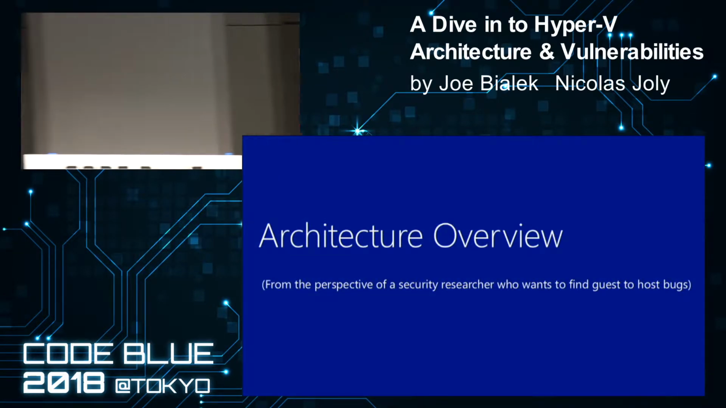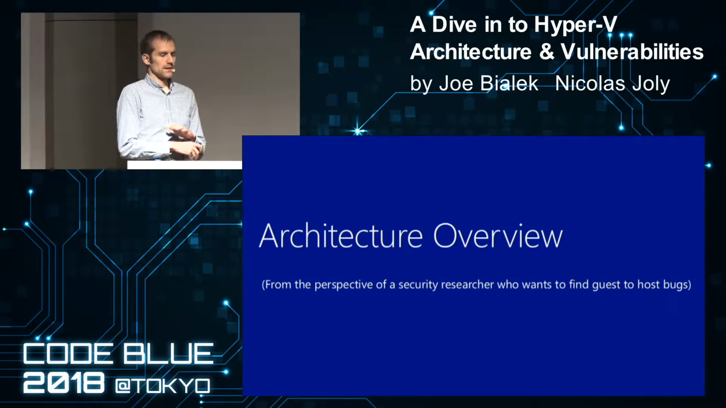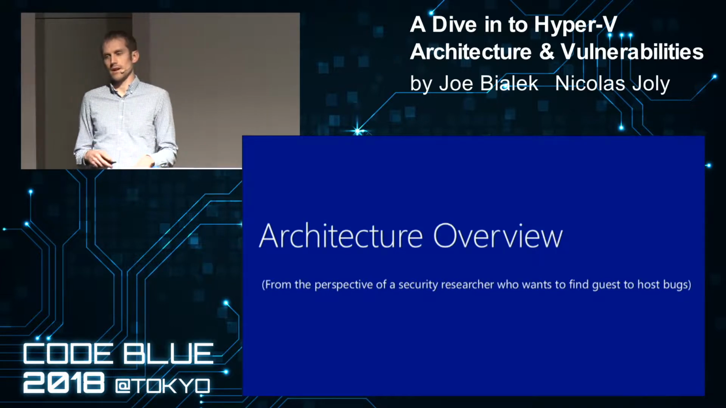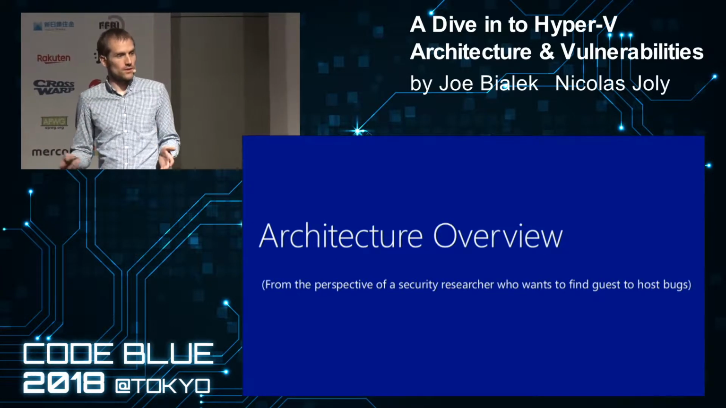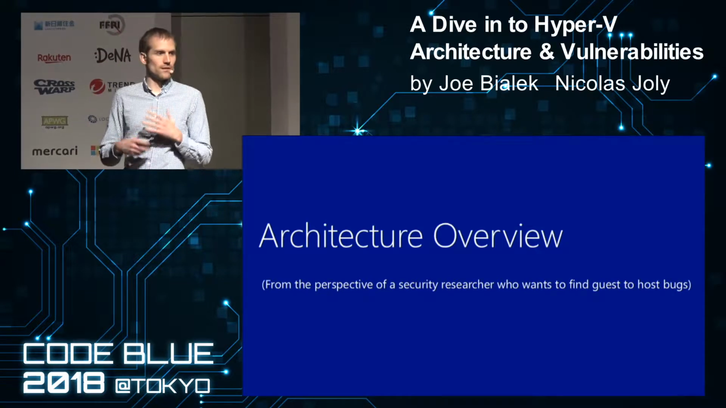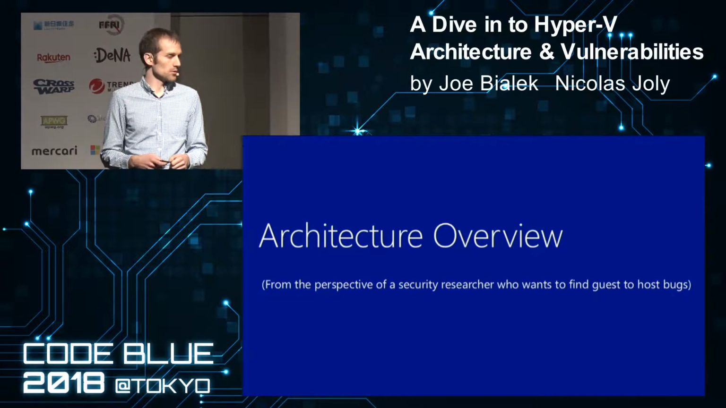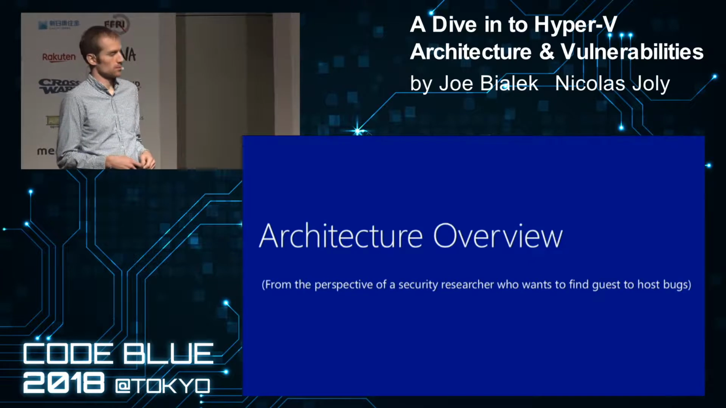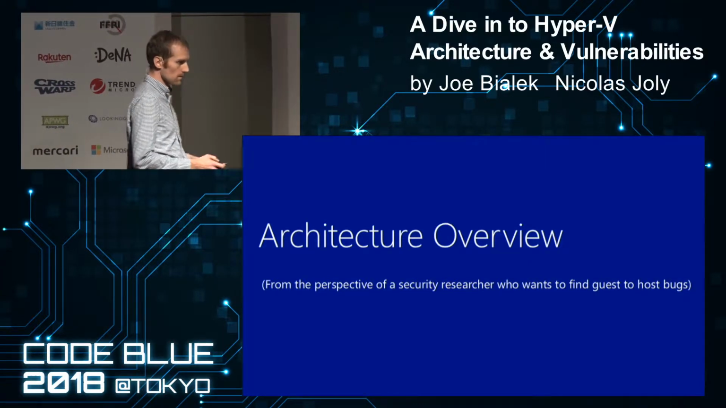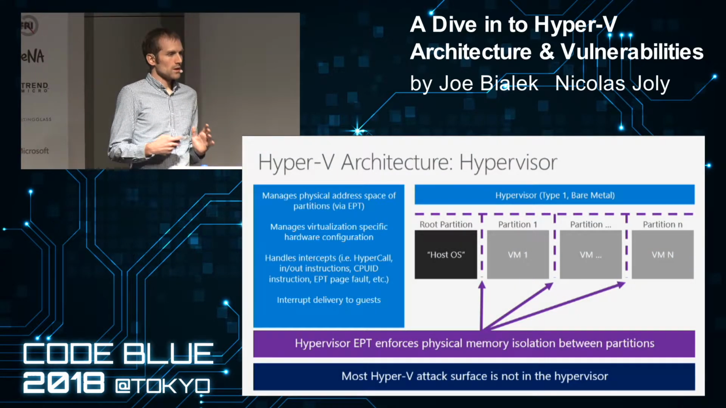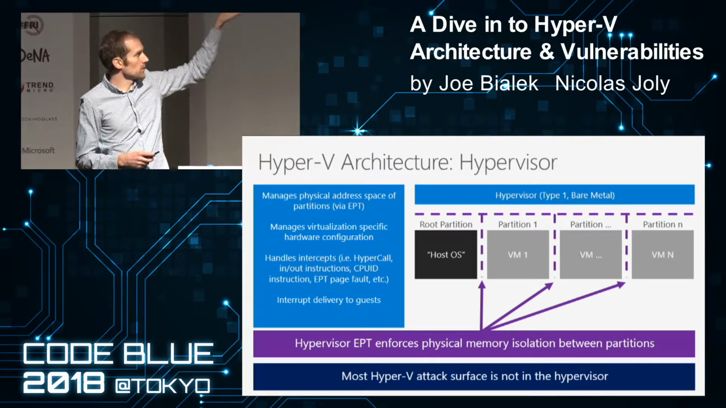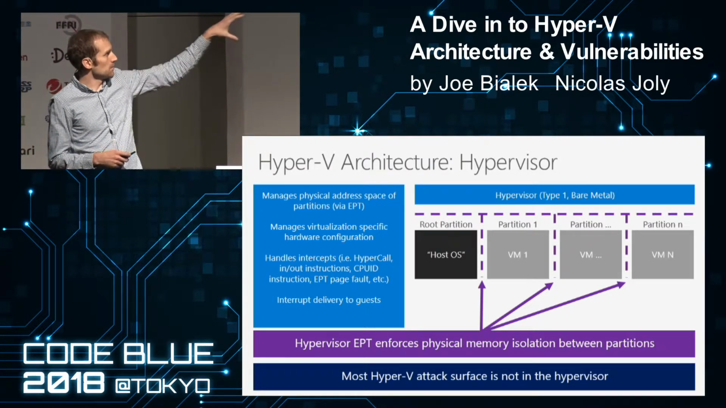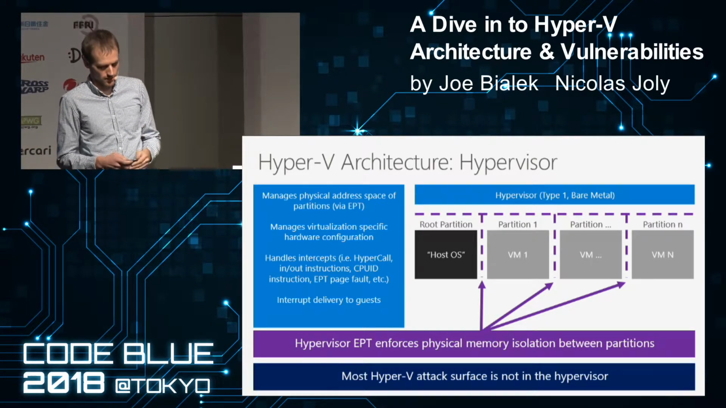Thanks, Nico. Yeah, so we're going to start off just giving you guys an overview of the Hyper-V architecture, really from the perspective of a security researcher that wants to go and find guest-to-host escape vulnerabilities that qualify for our bug bounty. So when we look at Hyper-V from a really high level, you can see up at the top here we have the Hypervisor, and down below we have what we call partitions.